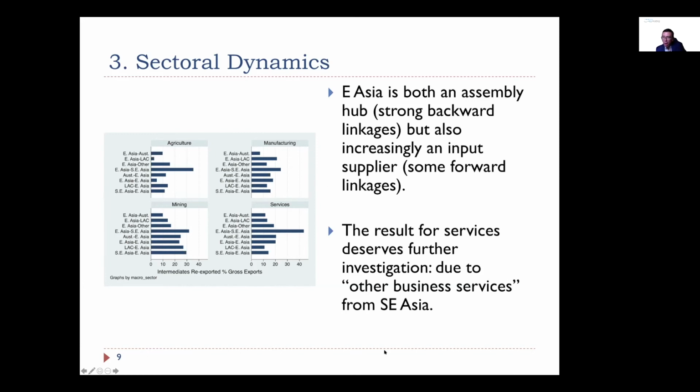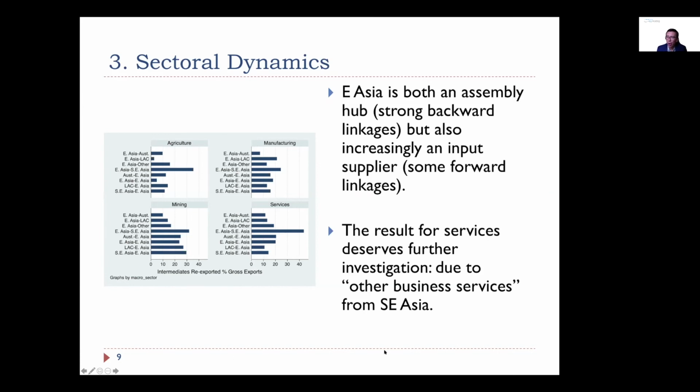And so what we find when we look through this is that East Asia is really playing a role as an assembly hub. That is to say, we can see from the previous figure that it's got strong backward linkages. Okay, so it's importing a lot of intermediate inputs from elsewhere. But increasingly, it's becoming an input supplier. So we're also seeing evidence of forward linkages, and that evidence is growing over time.